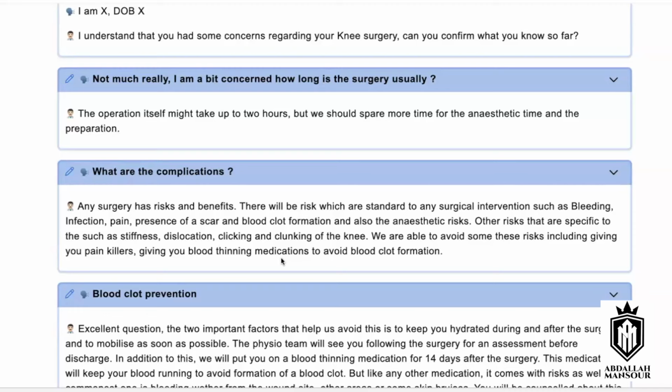Are you following me so far? Do you understand what I said? Do you have any questions about this? And then you move forward to answer your question about the risks or the complications of the surgery. Obviously, it's an operation, so it comes with risks and benefits.